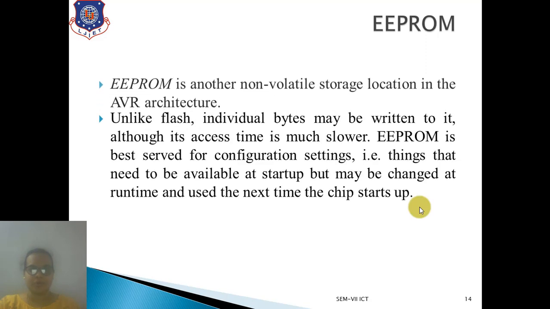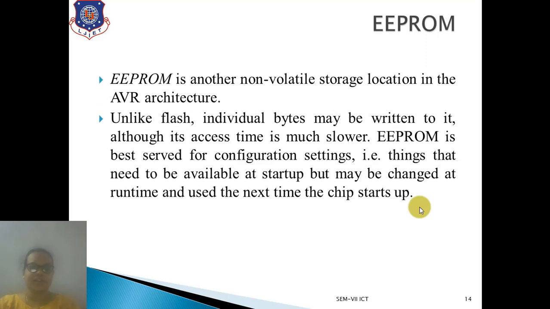And last, that is EEPROM. In the previous slide we discussed the various types of data memory, and now we will start with EEPROM. EEPROM is another non-volatile storage location in the AVR architecture for data memory. Unlike flash, individual bytes may be written to it, although its access time is much slower. EEPROM is best suited for configuration settings, that is, things that need to be available at startup but may be changed at runtime and can be used the next time the chip starts up.